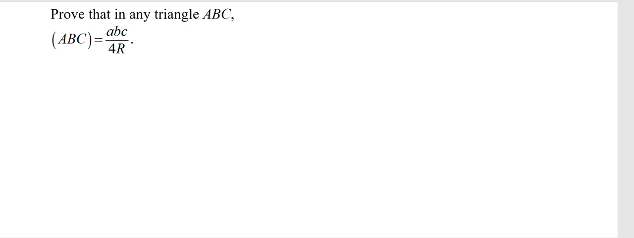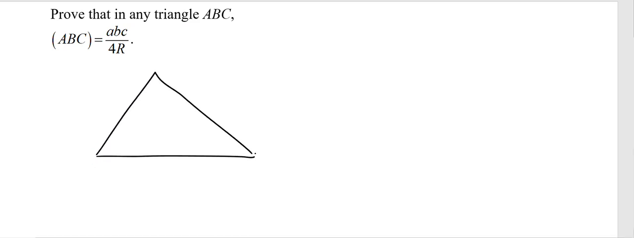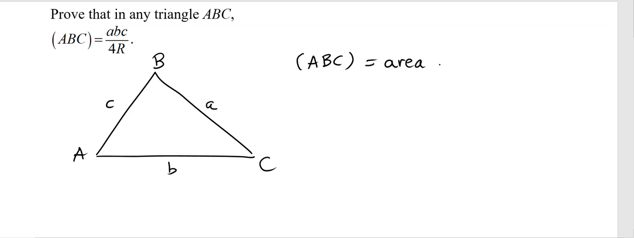So before you give it a try, let me establish the notation. I'm going to draw a triangle, and we'll use capital letters to denote the vertices or the angles. And we'll use corresponding lowercase letters for the sides opposite the angles. That's pretty traditional notation. And then, as I said, the parentheses surrounding the name of the triangle is referring to the area of the triangle.